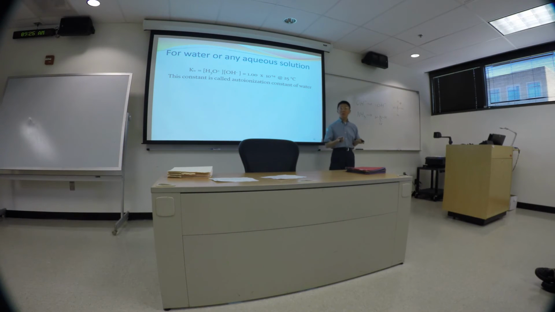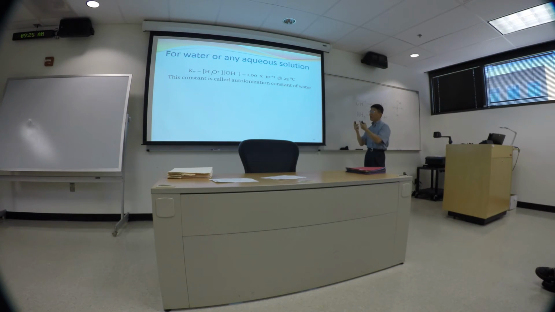This is very much similar to that wavelength and frequency relationship to the velocity of light. Lambda times nu equals the speed of light. So the concentration multiplied by one another equals a constant. So if you know the concentration of one species, you know the concentration of the other. 1.00 times 10 to the negative 14 divided by whatever is given, and you find out the concentration of the other species there.